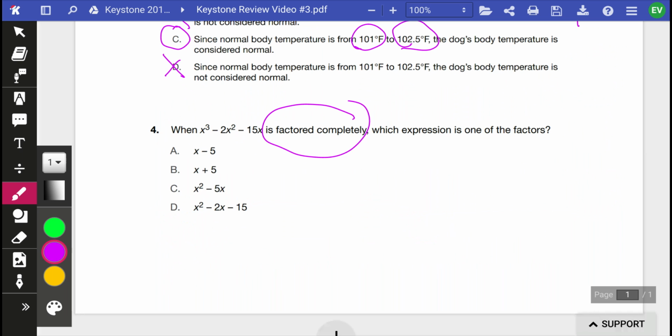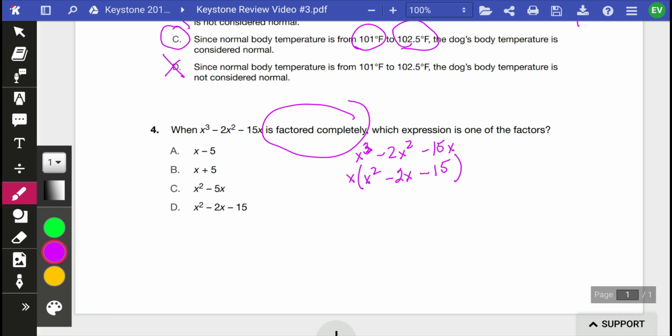So if we look at x cubed minus 2x squared minus 15x, what do you notice about all three of those terms? The first thing I notice is that there's an x. So if I factor out an x, I'm left with x squared minus 2x minus 15. There's nothing else that's the same in all three of those terms.